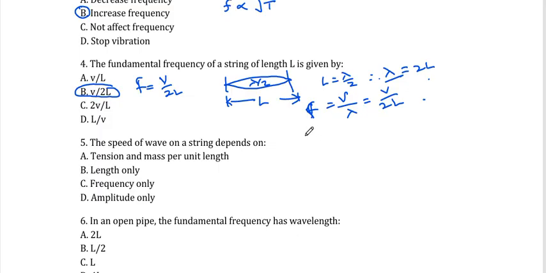Now the number 5 question says the speed of a wave on a string depends on tension and mass per unit length. That's because the speed on a string is equal to the square root of tension over mass per unit length. So the speed in a string depends on only tension and mass per unit length. So A is the answer to that question.